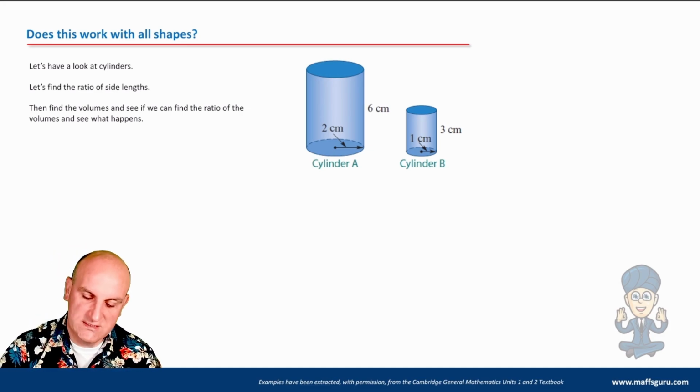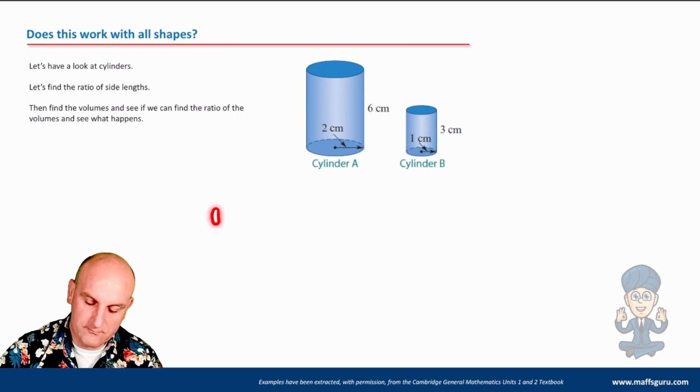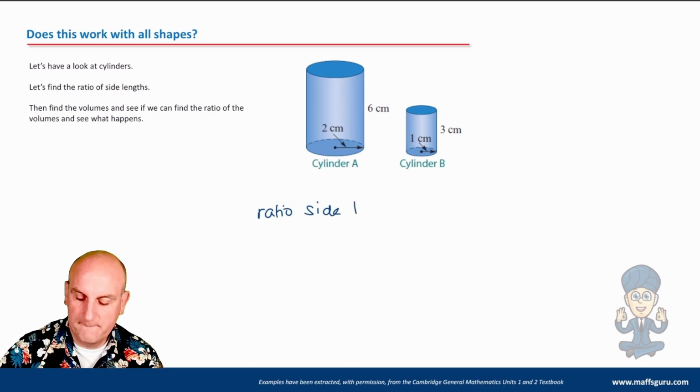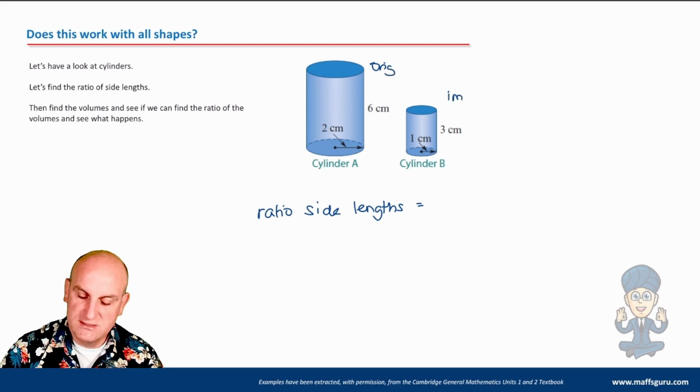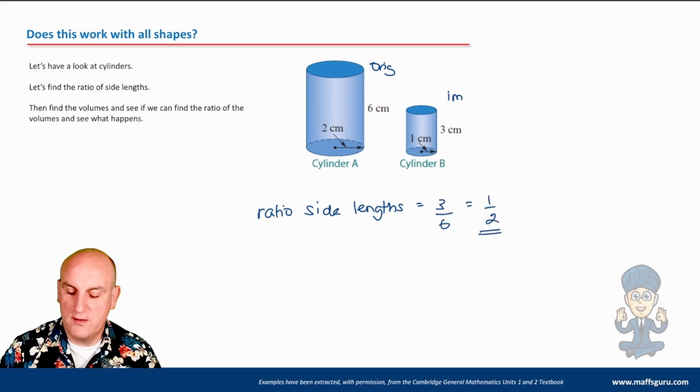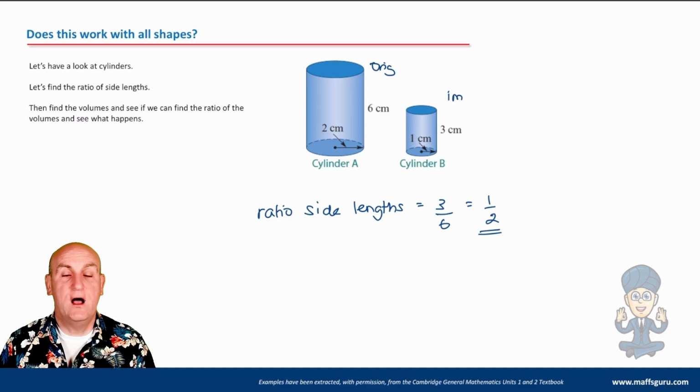Let's find the ratio of the side lengths first. So the ratio of the side lengths is equal to, right, so which one is my original? That's my original, and this one here appears to be my image. So we choose one side on my image, so let's choose that 3, and the other side that matches is 6. So I'm going to do 3 divided by 6, which is 1/2. So the ratio of the side lengths is 1/2.